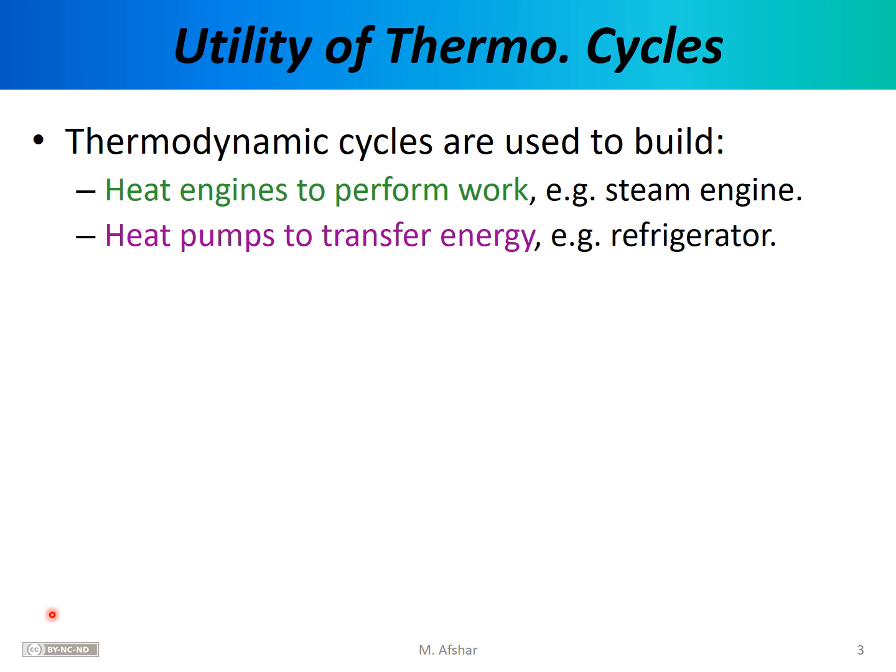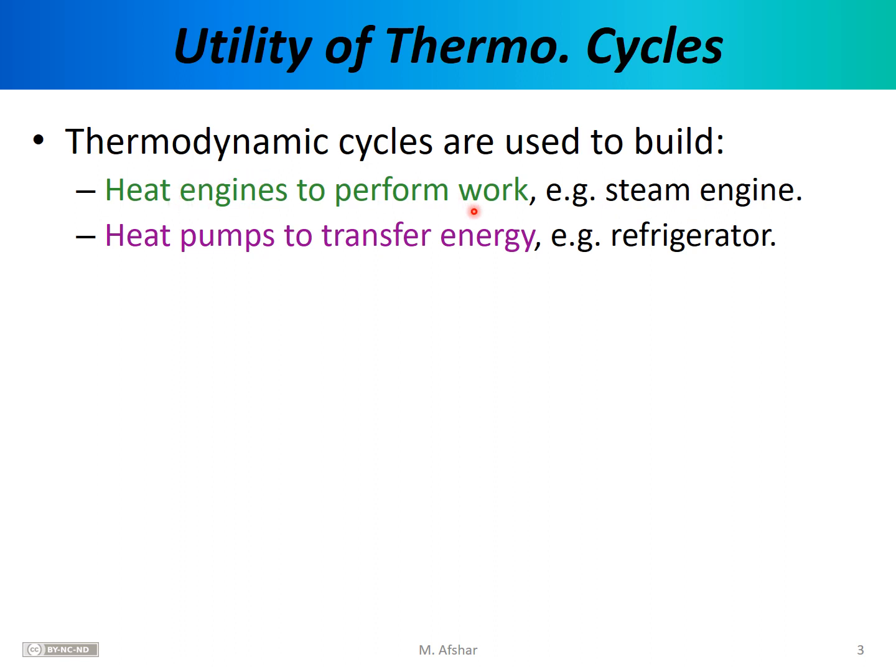So thermodynamic cycles are used to build either heat engines or heat pumps. In technological terms, the practical difference between heat engines and heat pumps is that heat engines are usually used to perform work and therefore bring about locomotion, while heat pumps are usually used to transfer energy from something cold to something hot. For example, a steam engine is an example of a heat engine.